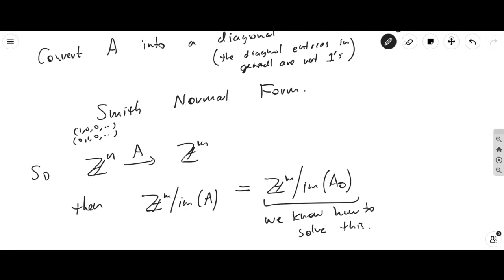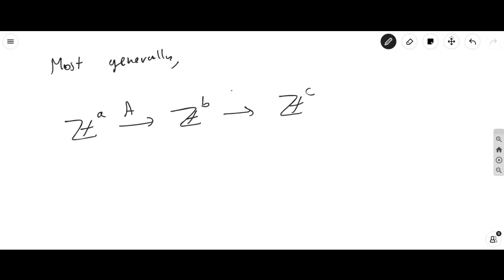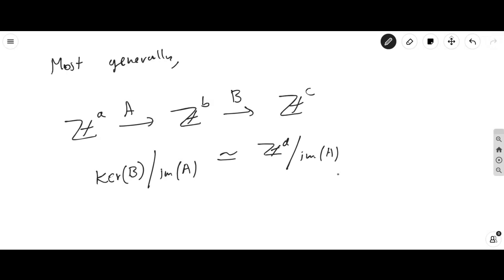And then finally, we have this. Let me just clear this away, and let me just say what the final result of all of this is. Most generally, let's say you have Z to the A being mapped to Z to the B, mapped to Z to the C. You have a matrix A here, and a matrix B here. How do you find the kernel of B mod the image of A? So here's the way you do it. The kernel of B, you calculate like you calculate the null space, and then you would get Z to the D modded out by the image of A. And the way you get the image of A is by using Smith normal form.